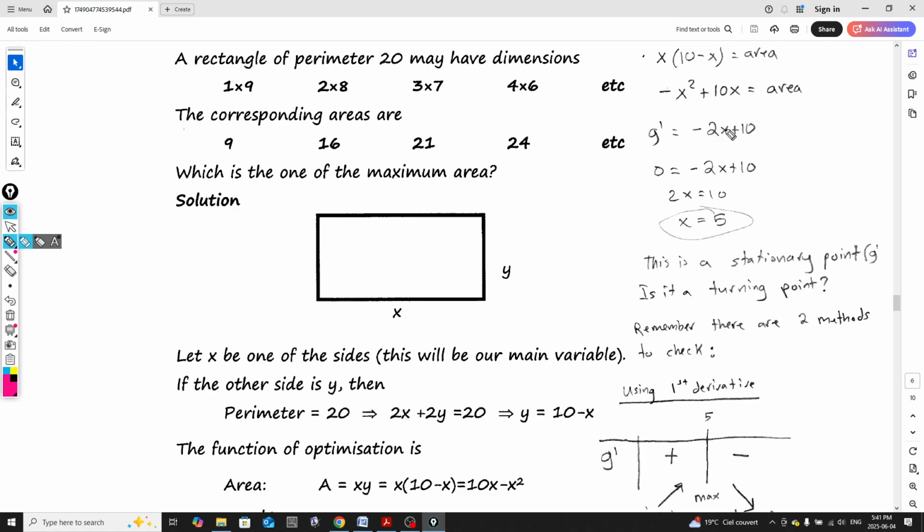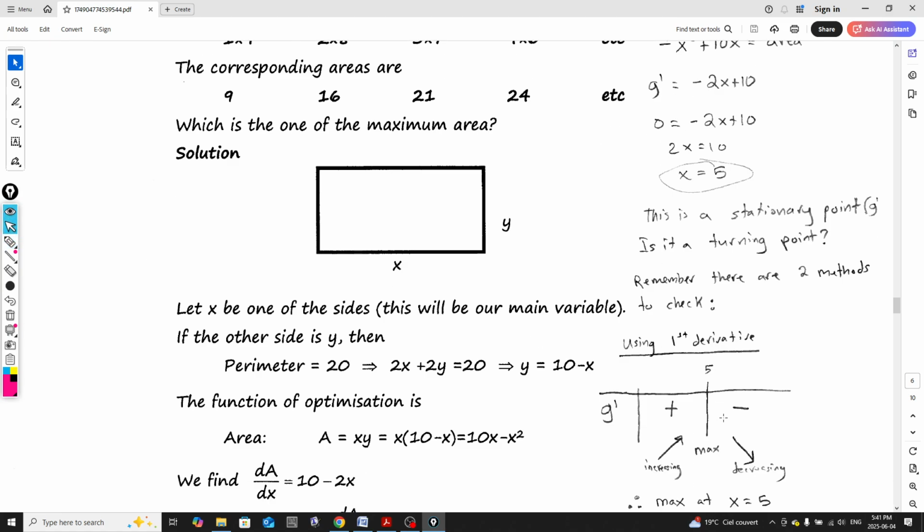So let's say, for example, I use x equals 0. X equals 0 is a point to the left of x equals 5. If x equals 0, g prime equals 10, so g prime is positive. That means the slope is positive, which means that your graph is increasing. That's what I have over here.